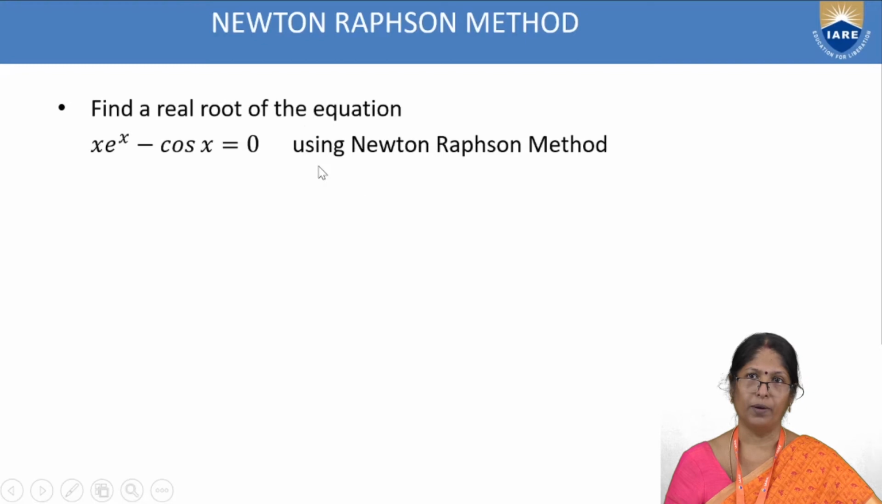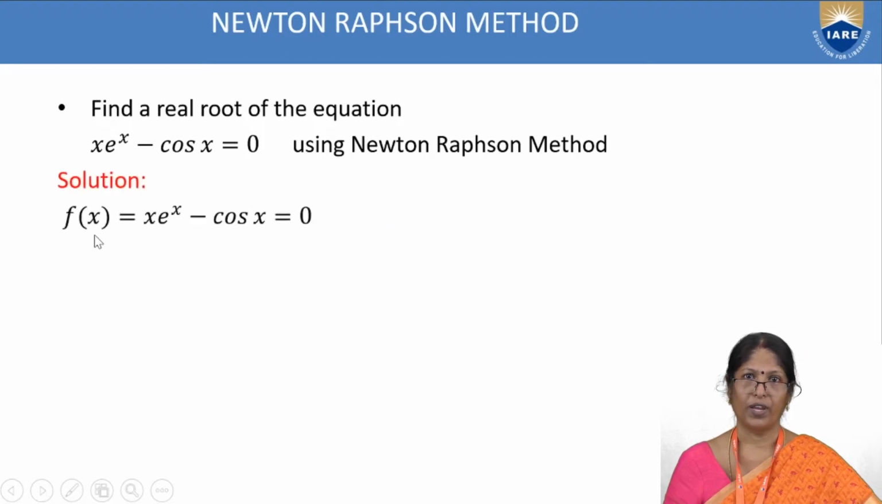Now we can solve a problem using the Newton-Raphson method. That is, f of x is given: x e power x minus cos x equal to 0. So we are taking f of x equal to x e power x minus cos x. You are seeing that wherever x appears, the terms are circled, because it is in terms of x. In the place of x, we are going to substitute. We are going to assume maybe 0 will be the approximate root.